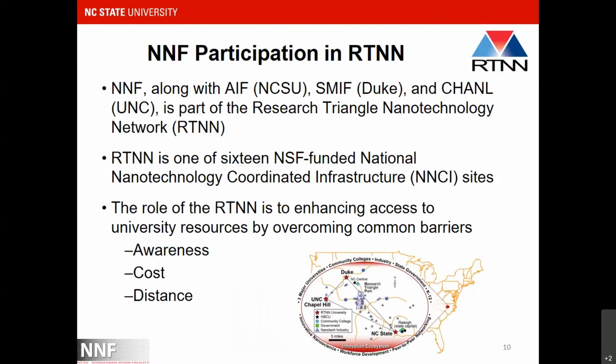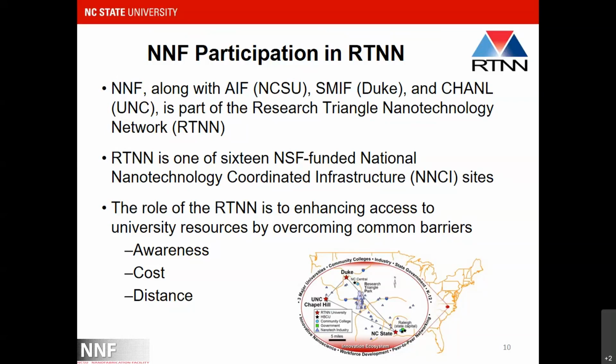NNF is also strong because it participates in RTNN, which is the Research Triangle Nanotechnology Network. Bear with me for a minute on this slide, I know there are a lot of acronyms. The RTNN is part of the NSF-funded NNCI, the National Nanotechnology Coordinated Infrastructure. What this basically means is that NSF has identified 16 different sites throughout the country, and these sites are, to put it simply, nanotechnology hubs. They're groups of universities, community colleges, and other groups that have gotten together and have a very strong, small geographic core of nanotechnology capabilities.